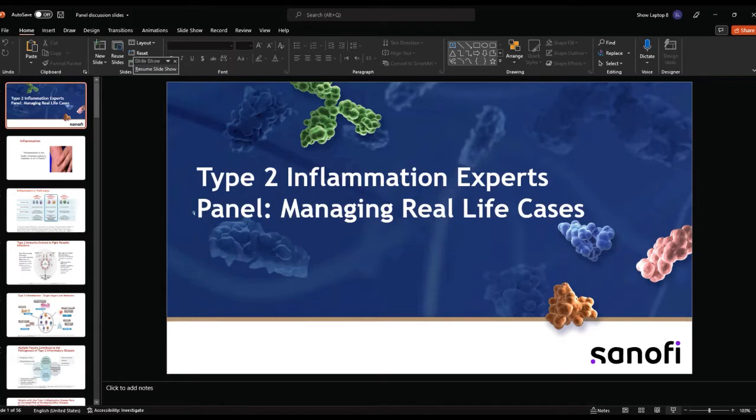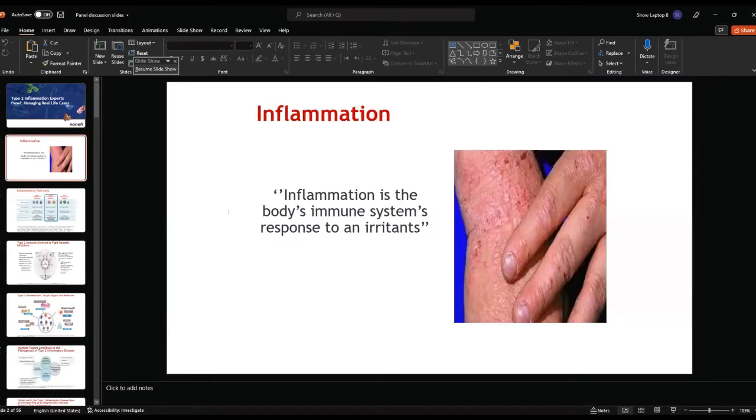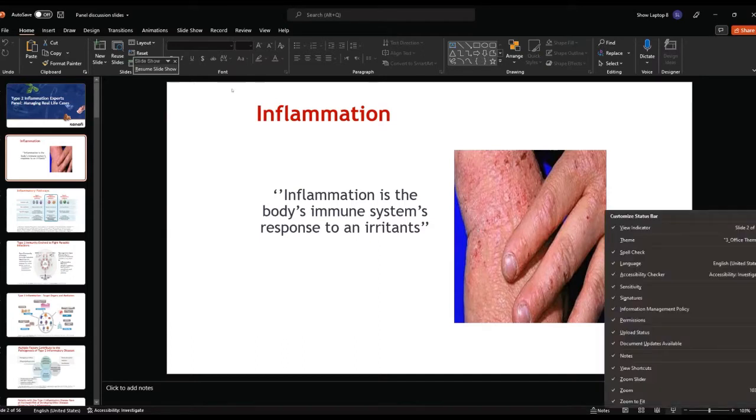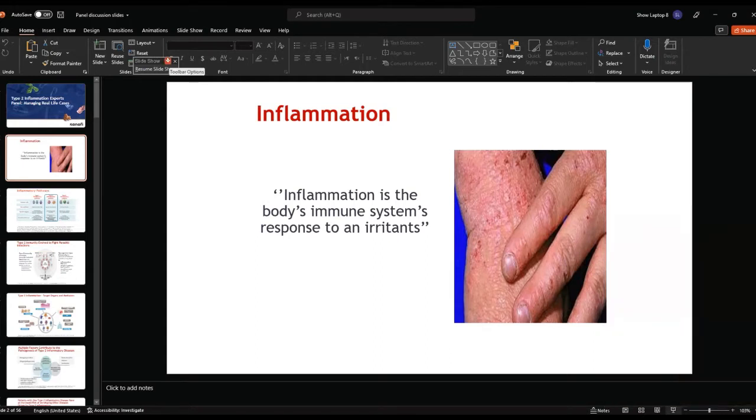Okay, so this is the simplest definition of inflammation. Inflammation is basically a body's immune system response to an irritant. An irritant being in the skin, on the airways, anywhere on the gut, and all of these would lead to inflammation. We have three types of inflammation. The one that we're concerned about today is type 2 inflammatory pathway.